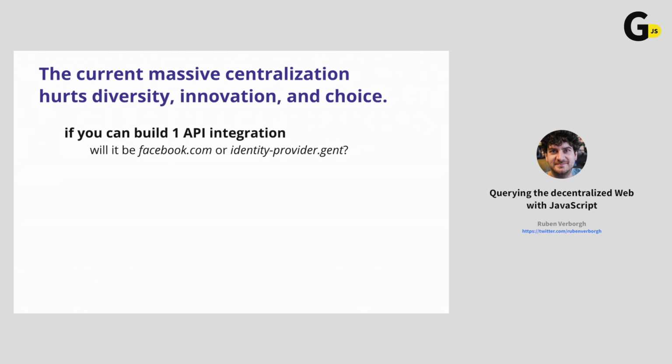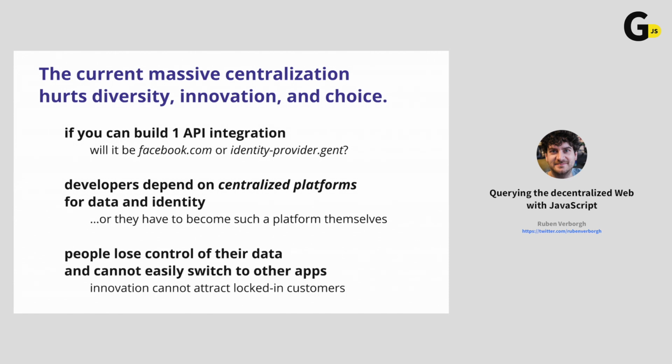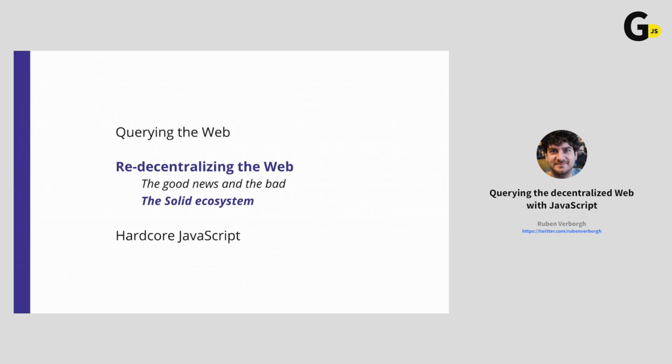There's another example of how we tie our innovation to Facebook. So we as developers, we depend on those centralized platforms for data, for identity, or we have to become the next Facebook. Well, good luck with that. And the consequence for people is that they lose control of their data and they cannot easily switch to other apps. And that's bad for us because if people are hesitant to switch apps, how will we attract them? How can we say, hey, we also have a nice thing? It doesn't really work in this model. So that's the good story of the web and what is threatening all of the good of the web today.